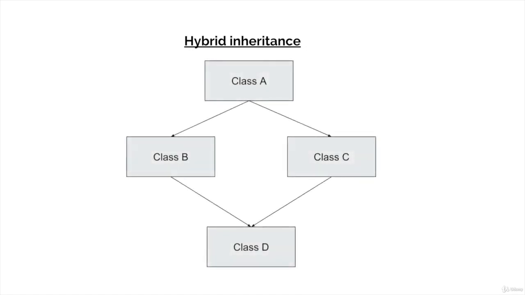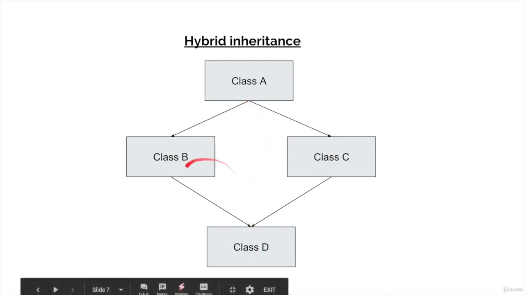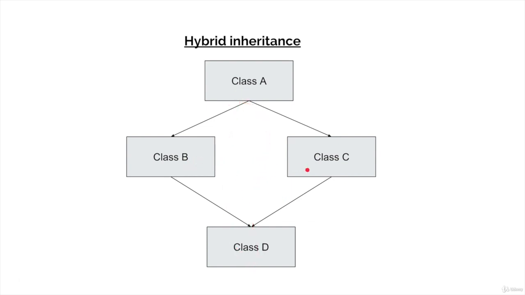The next type is hybrid inheritance. Hybrid inheritance looks something like this. Classes B and C both extend A, and class D extends B and C. So it's a combination of multiple and hierarchical inheritance. This is known as hybrid inheritance.